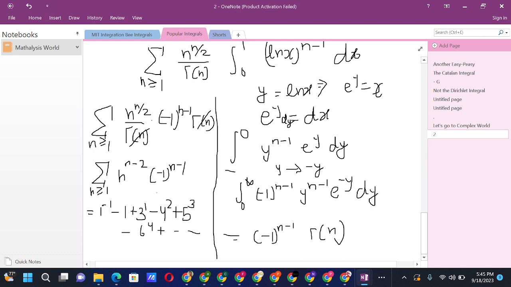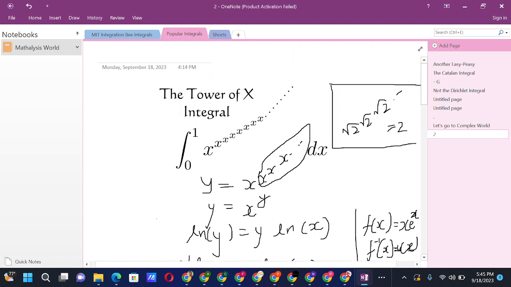Now we can see that from the nth term test, the nth term is of course not 0, so it fails the divergence test. From the divergence test we can say that this sum actually diverges. Since the nth term is not 0, it fails and this series diverges. And now we know that the integral actually diverges.